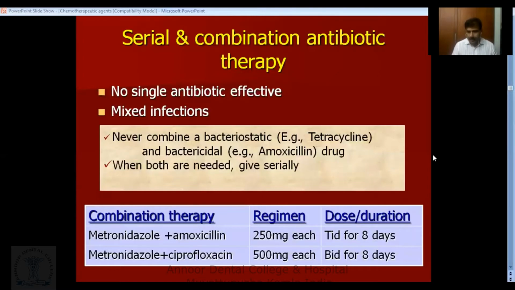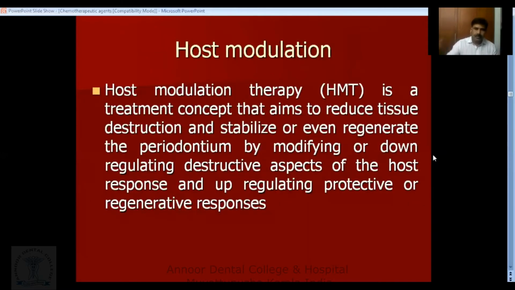That is a basic idea. So you should know what is serial antibiotic therapy and what is combination antibiotic therapy. Then we come to an important aspect, which is actually given as a separate chapter for you in Carranza: host modulation. Here, this is a treatment concept. To understand host modulation, you should first understand how periodontal disease occurs.